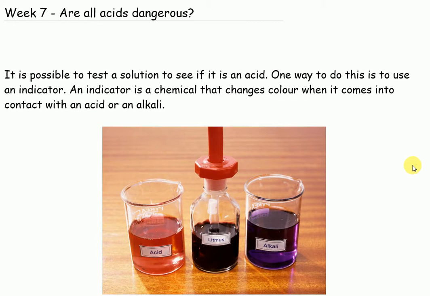Week 7. Are all acids dangerous? It is possible to test a solution to see if it is an acid. One way to do this is to use an indicator. An indicator is a chemical that changes colour when it comes into contact with an acid or an alkali.